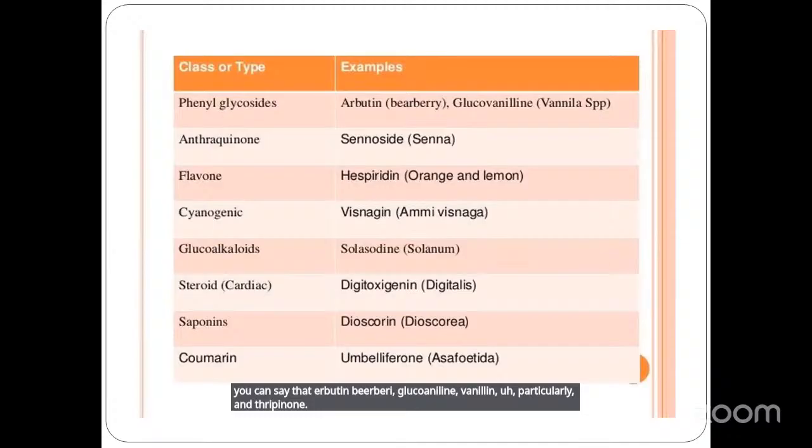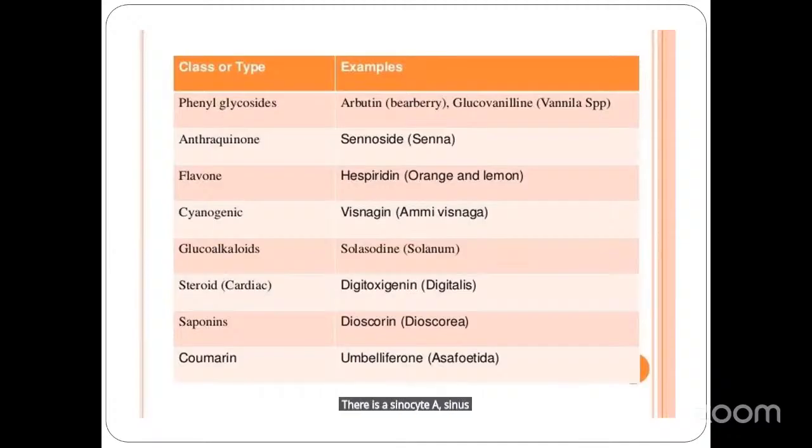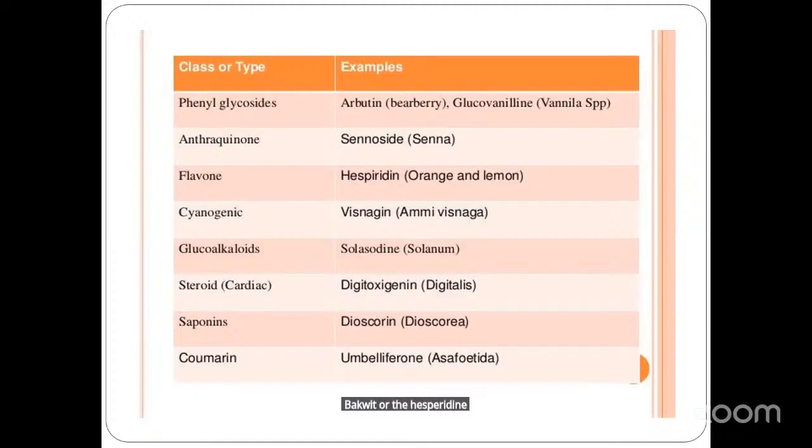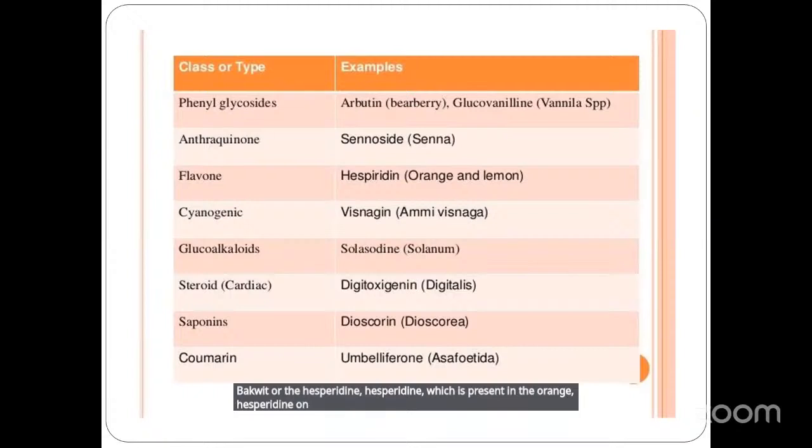There is senoside A, senoside B, senoside C, senoside D, senna glycoside, flavin. There are particularly citrus fruits. You can see that in the flavones, we have discussed the buckwheat or the hesperidin, which is present in the orange. Hesperidin on hydrolysis gives hesperitin, right?